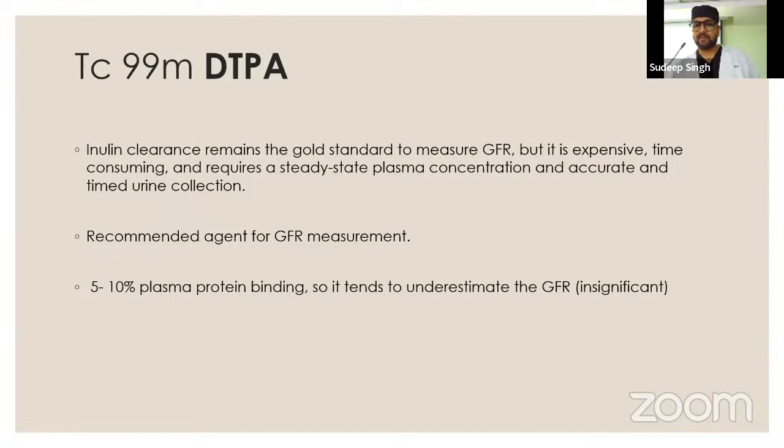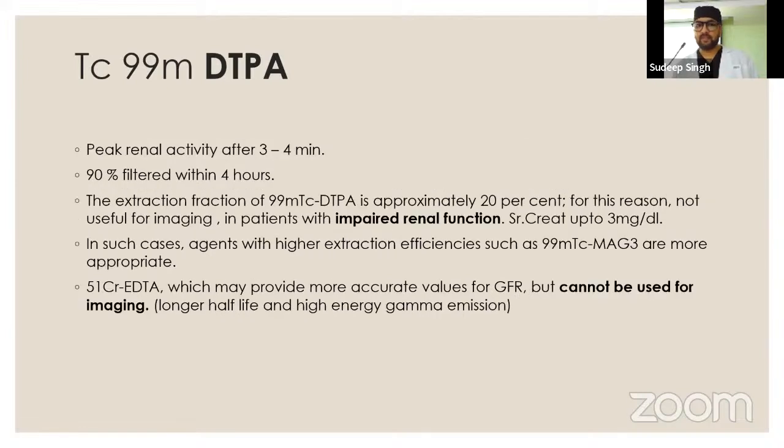5 to 10% plasma protein binding is seen with DTPA, so it tends to underestimate the GFR, but this is clinically insignificant. The peak renal activity is achieved after 3 to 4 minutes, and 95% is filtered within 4 hours. The extraction fraction of technetium-99m DTPA is approximately 20%. For this reason, it is not useful for imaging in patients with impaired renal function. It can be used up to a serum creatinine of 3 milligram per deciliter.